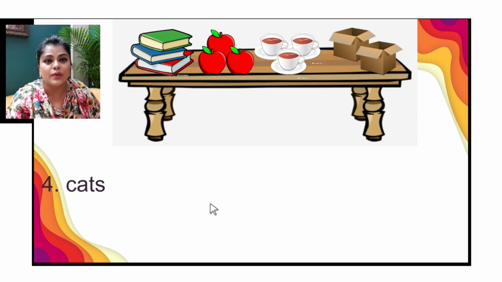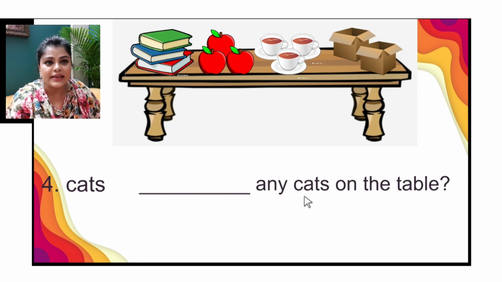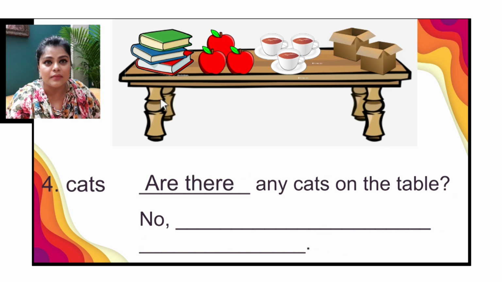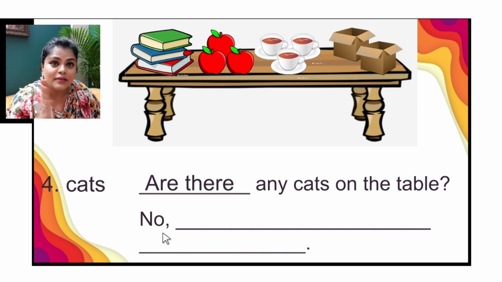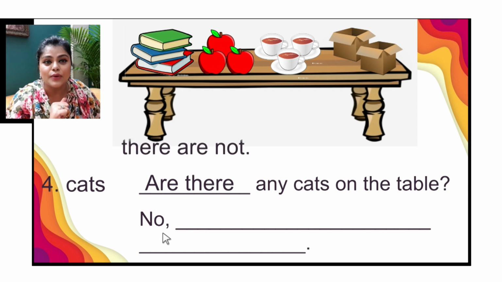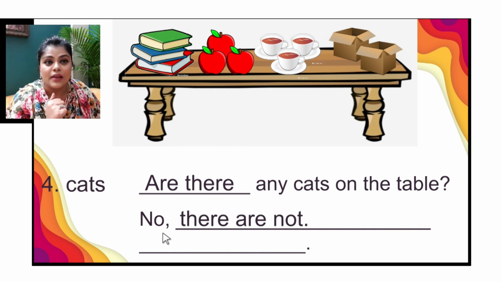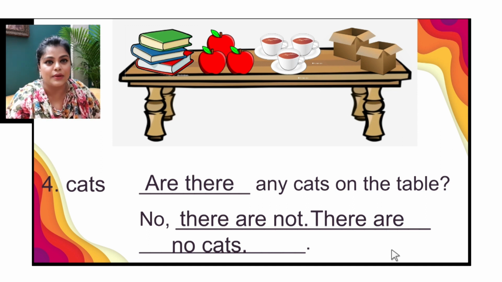Cats. Now see the question here. Dash any cats on the table. So complete the question here. What will come here? Are there. Very good. Are there any cats on the table? Now you can see the cat here in the picture. No. No, there are not. Very good. There are no cats. Very good. Now fifth one.